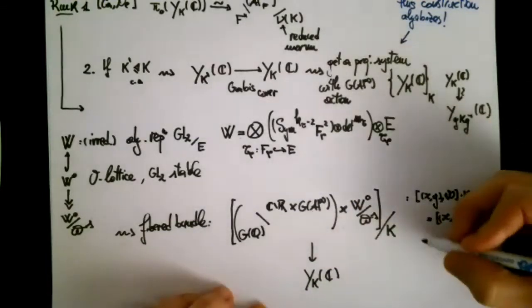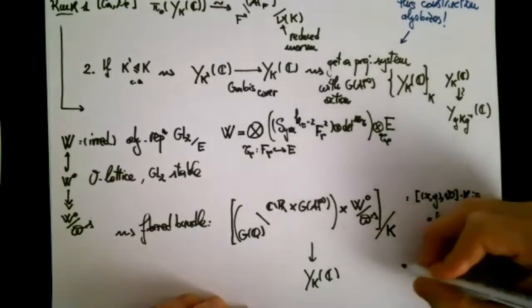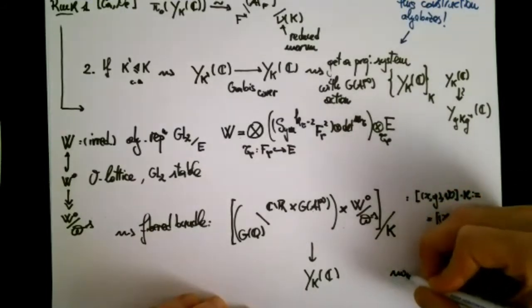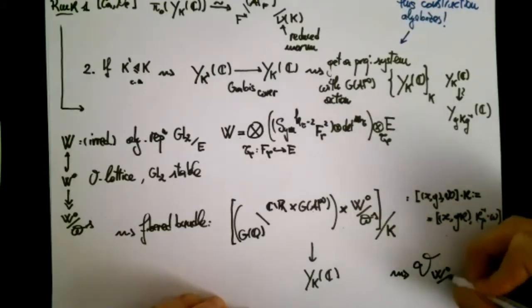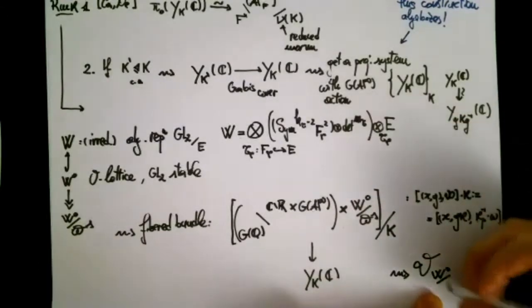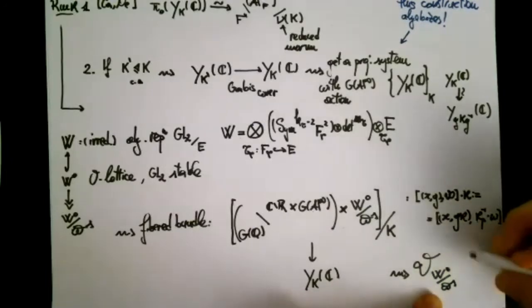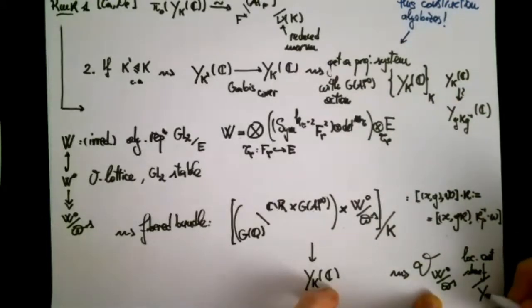we can get a locally constant sheaf, which I called V. So this is a locally constant sheaf associated to this representation. So V W naught omega S. So this is a locally constant sheaf. It's the sheaf of sections over YKC.